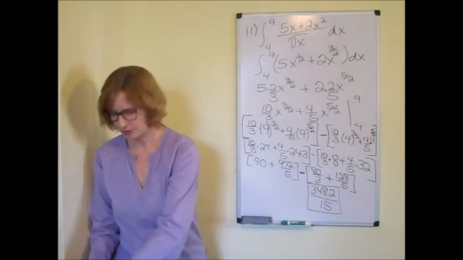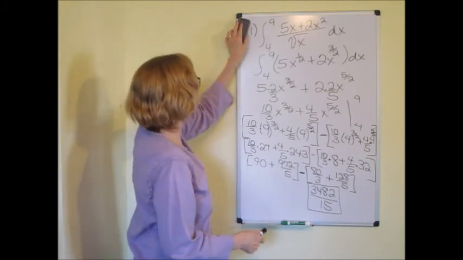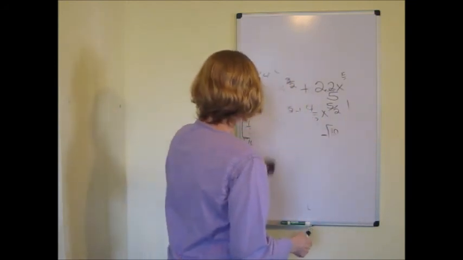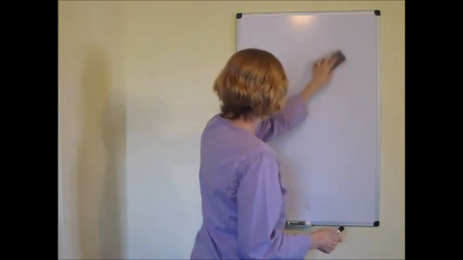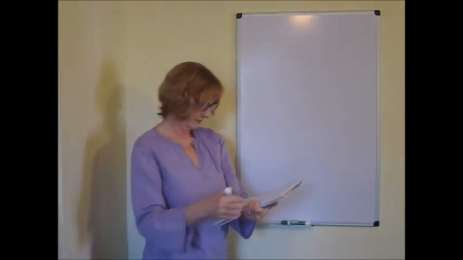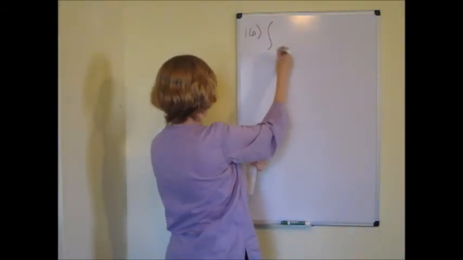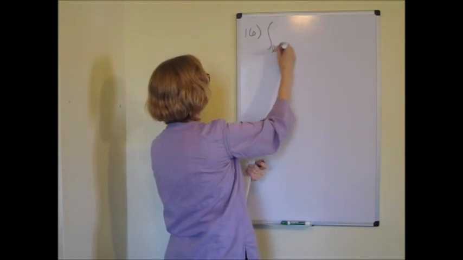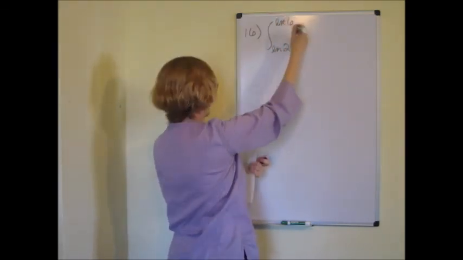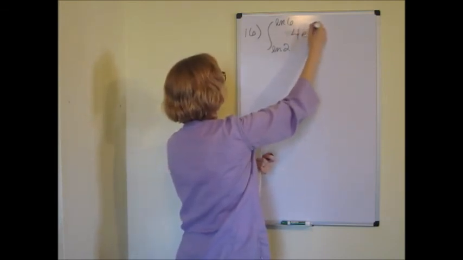Our next problem that we're going to take a look at is number 16 on your sheet. So let's see if we can take a look at 16. All right. Number 16. Our integral from the natural log of 2 to the natural log of 6 of 4e to the x dx.